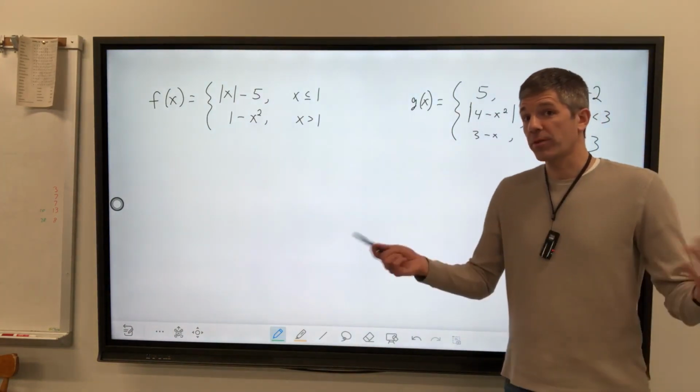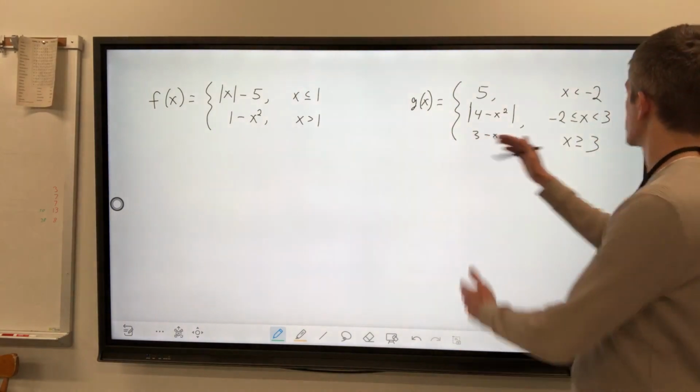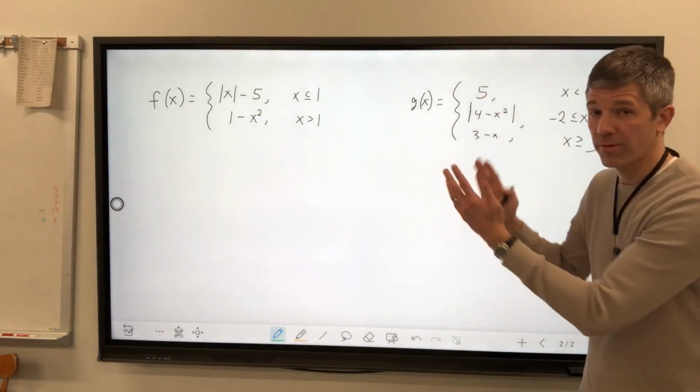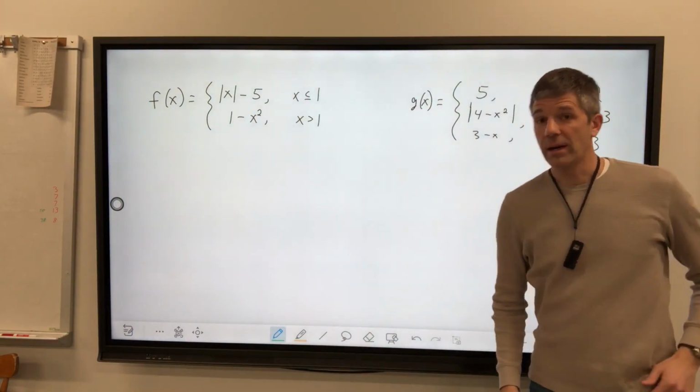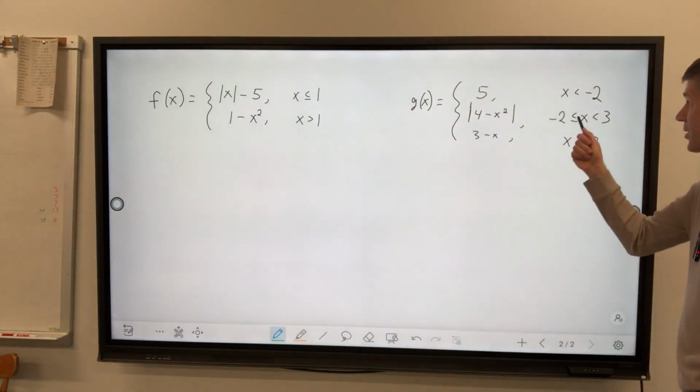They might say f of 3, and then we'll be like, oh, f of 3. Let's see, 3 is a no, f of 3. So just choose the appropriate one. Also, I want to point out this little guy right here.